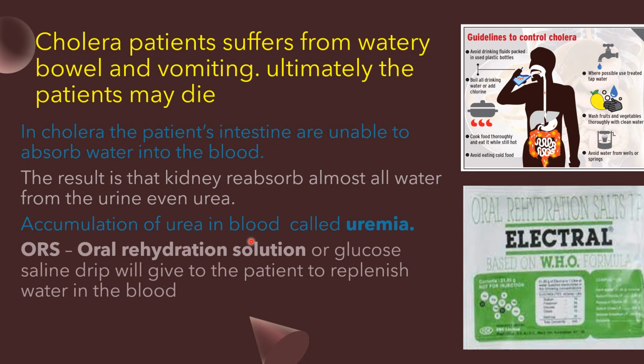Then this accumulation of urea in the blood called uremia is very important term. Uremia means the accumulation of urea in the blood. ORS, this is another term. ORS, oral rehydration solution, or glucose saline drip, will give to the patients to replenish water in the blood. Then cholera patients, we usually give ORS solution. We will give to replenish water in the blood.